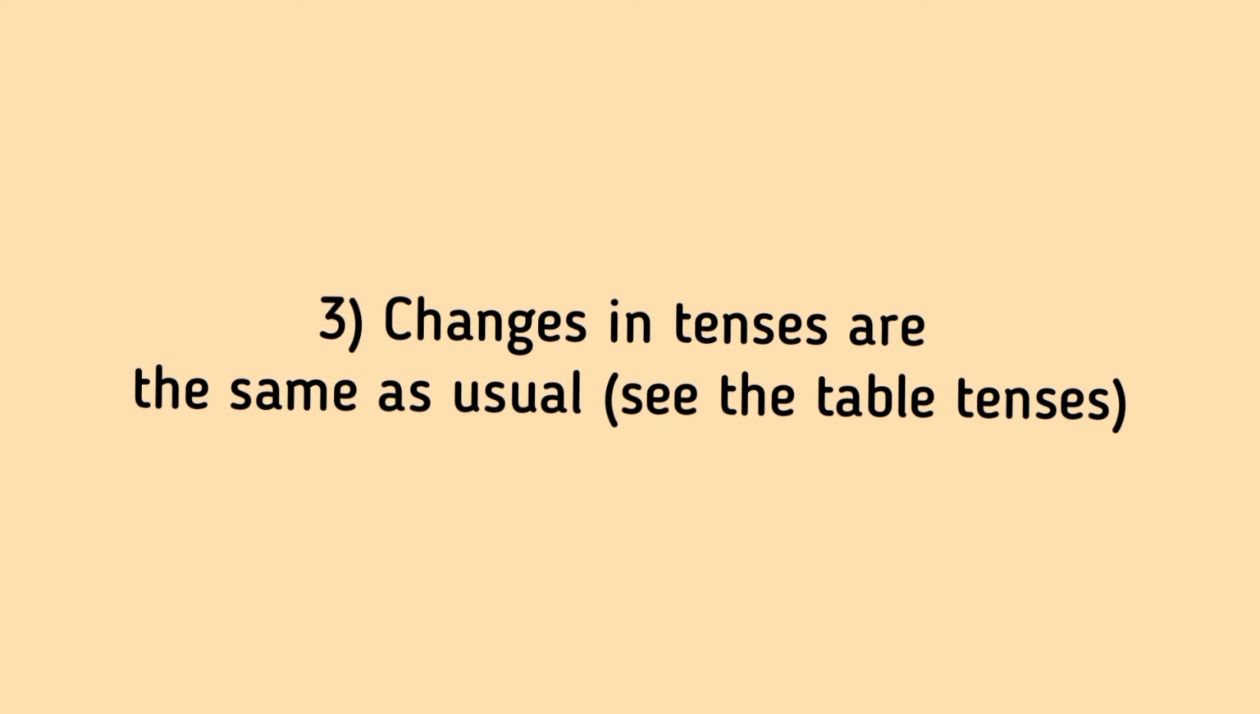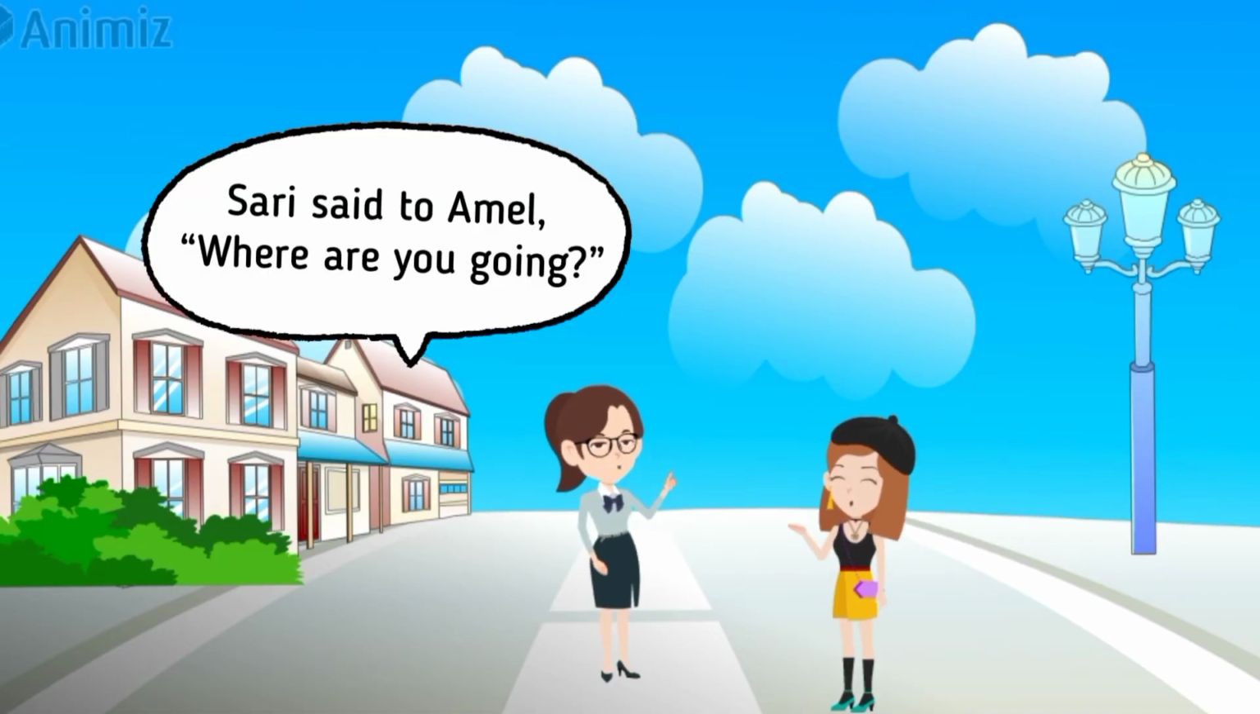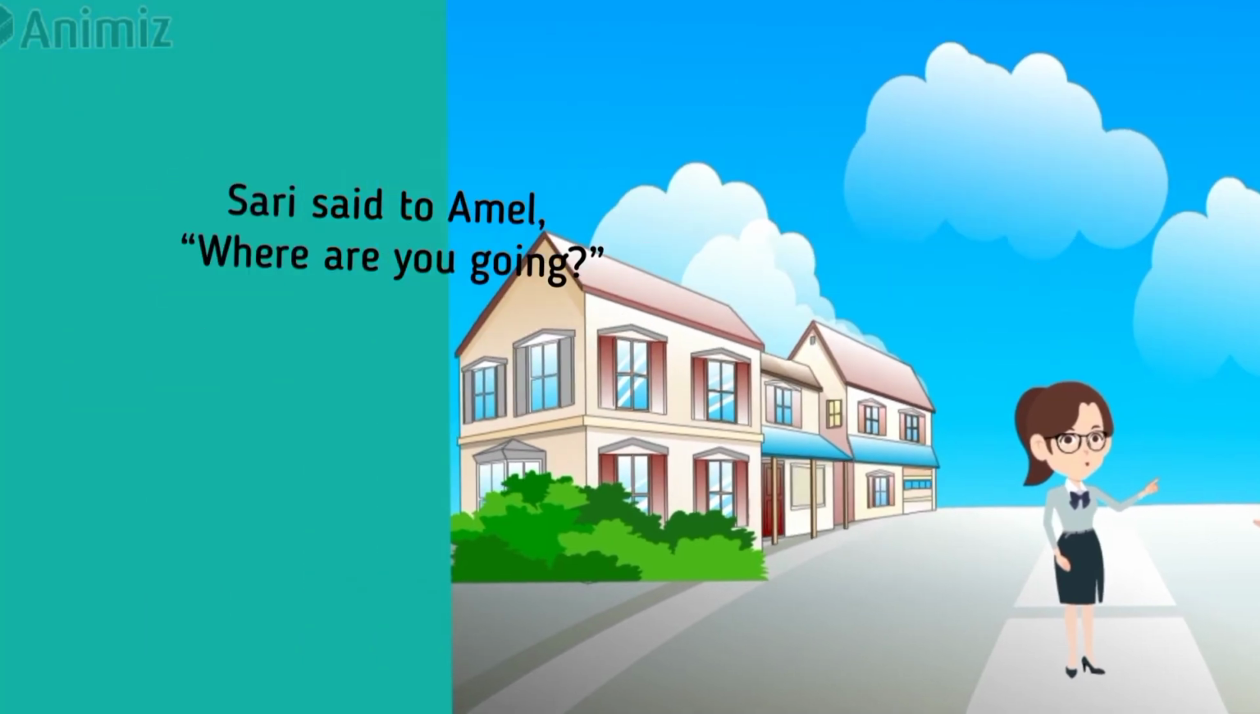And the 3 tense changes are the same as usual. Okay, for example, direct speech. Sari said to Amel, "Where are you going?" In indirect speech, Sari asked Amel where she was going.